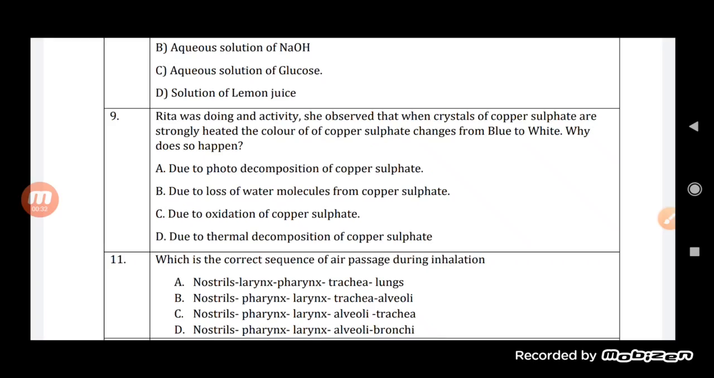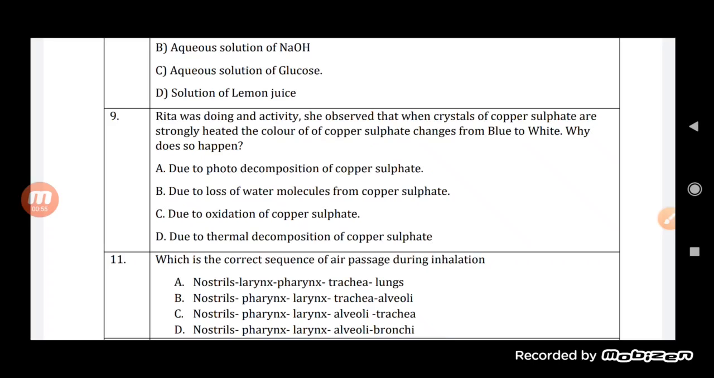First one is due to photodecomposition of copper sulfate. Second one is due to loss of water molecule from copper sulfate. Third one is due to oxidation of copper sulfate. Fourth one is due to thermal decomposition of copper sulfate. Basically, the answer will be that it is due to loss of water molecule from the copper sulfate.